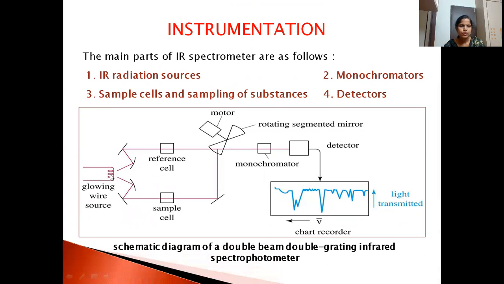So this is the glowing wire or the IR source. This is actually a double beam grating IR spectrophotometer. So we have the reference cell, sample cell, mirrors and a rotating segmented mirror here, monochromator, detector, and then the recorder. And you can see the IR absorption frequencies in this recorder. Now we'll deal with each one of the components.